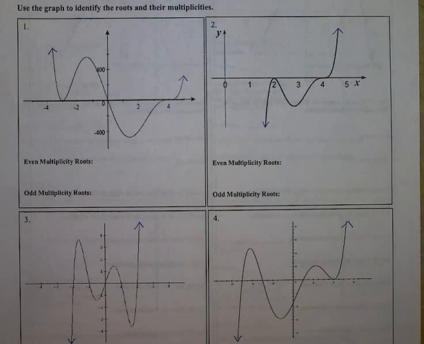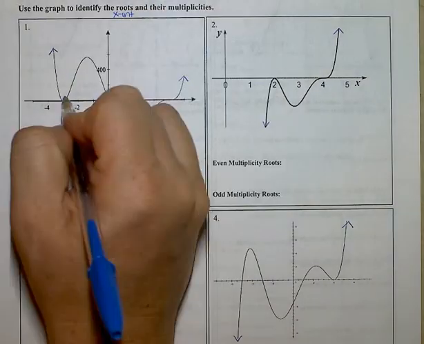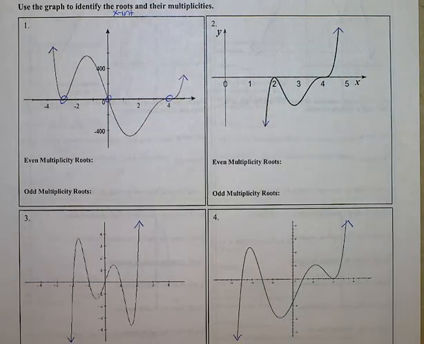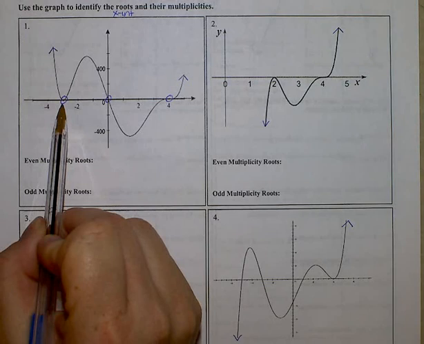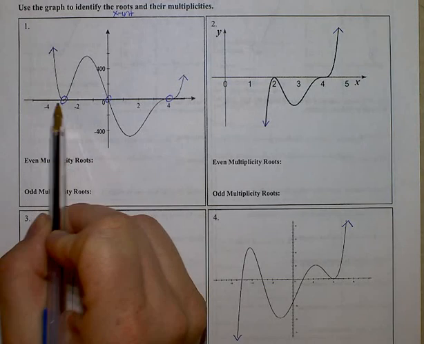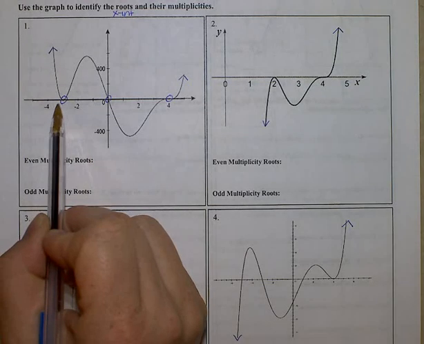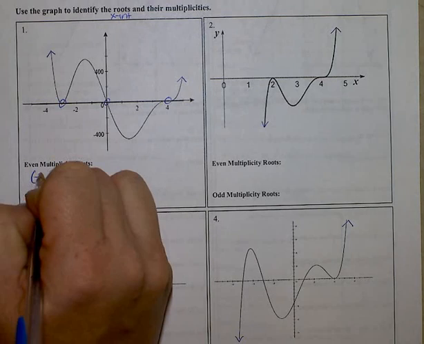Use the graph to identify the roots and their multiplicities. Remember, another word for root is x-intercept. So I've asked you to circle where you see x-intercepts. All right, so at this position, which is -3, does the graph bounce off the x-axis or cut through? It bounces off, so that means it's an even multiplicity. Write the ordered pair -3, 0.